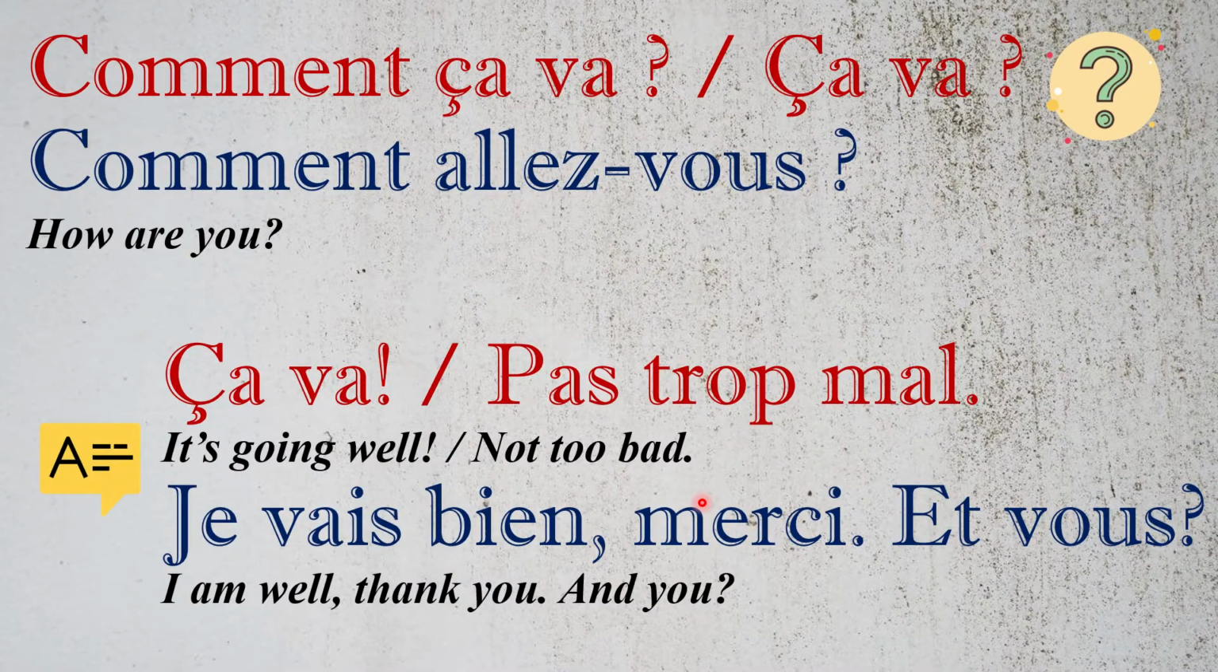The next question is how are you? Now this is a little complex, so look at this carefully. In the informal situation, you can say Comment ça va? It's not exactly how are you, it is how's life or how's it going or what's up. You can shorten it even further by removing the comment and you can just say Ça va, how's it going, what's up.